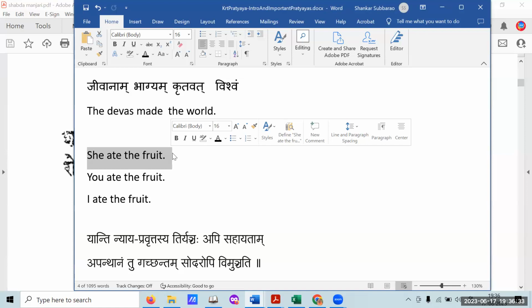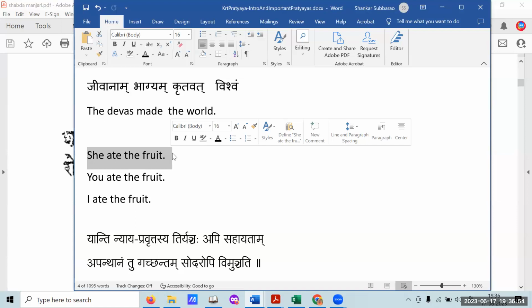You ate the fruit. Tvam phalam khadasi. No, don't use tinganta. Akhadah. That is lung. Don't use that. You want to use kridanta, right? Okay. Tvam phalam khaditavan. Good. I ate the fruit. Aham phalam khaditavan.